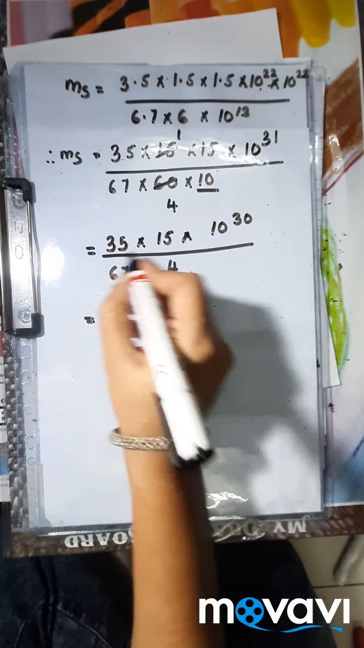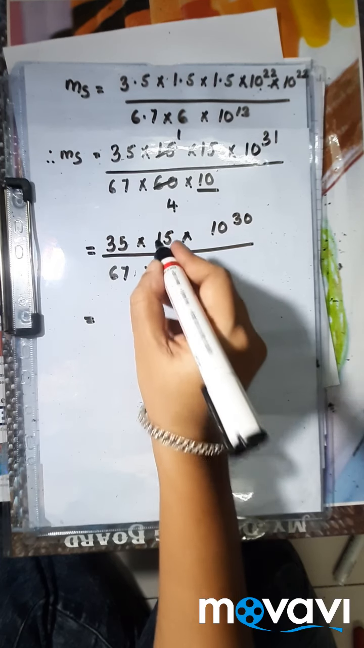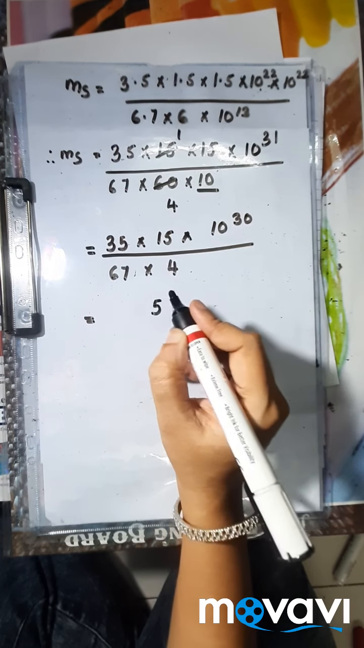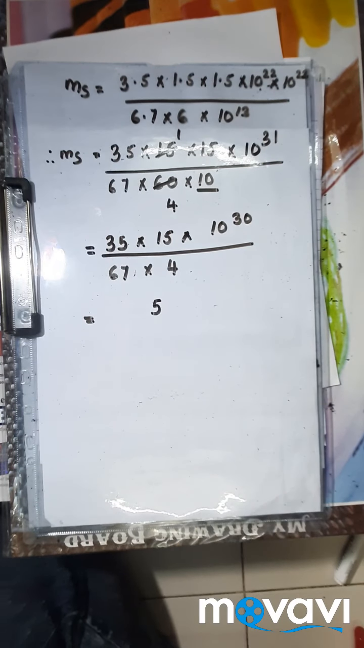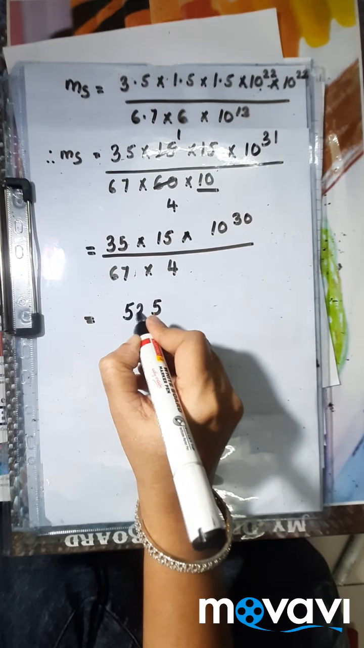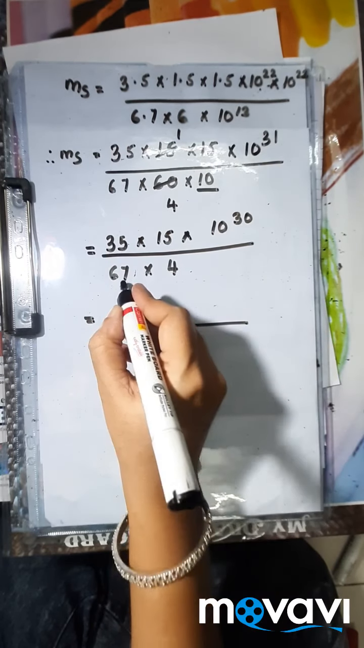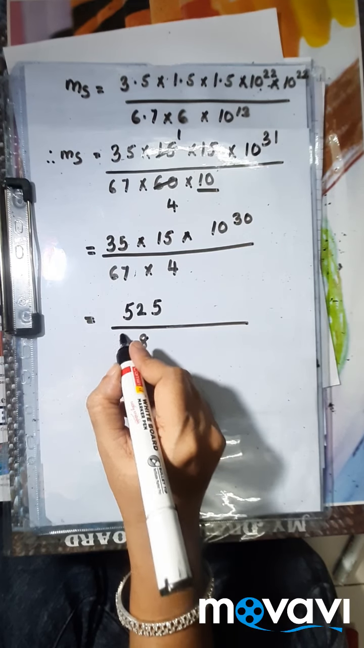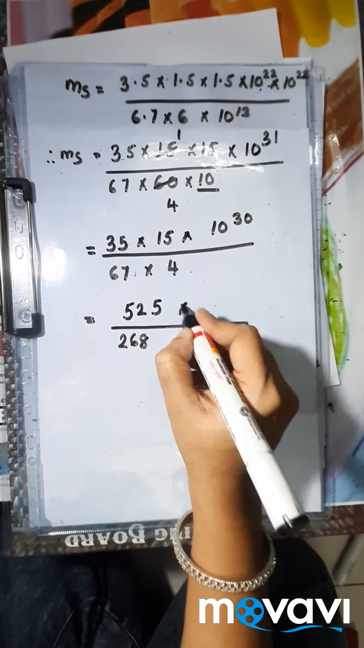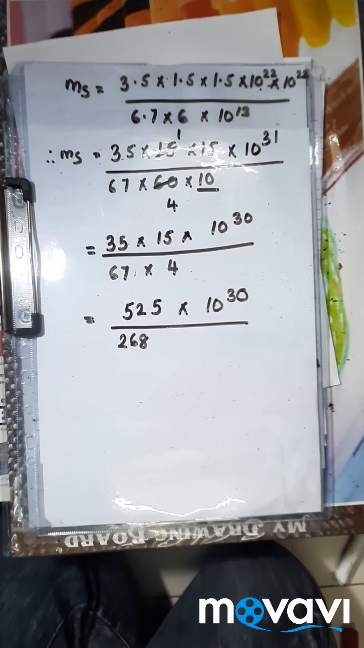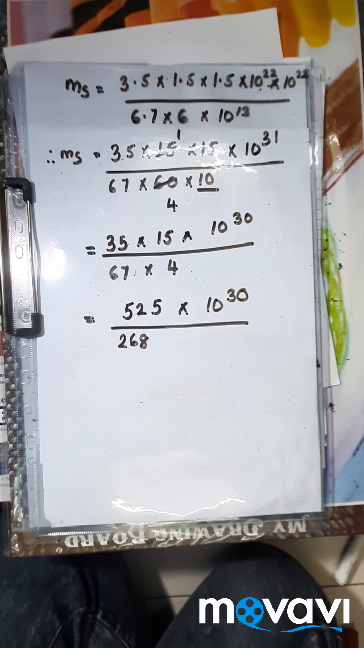Okay, now 35 multiplied by 15. 15 5s are 75. 5 down, carry 7 up. 15 3s are 45 plus 7 is 52. Okay, upon 7 4s are 28. 26, correct, multiplied by 10 raised to 30. Okay, so once again we are left with our long division.